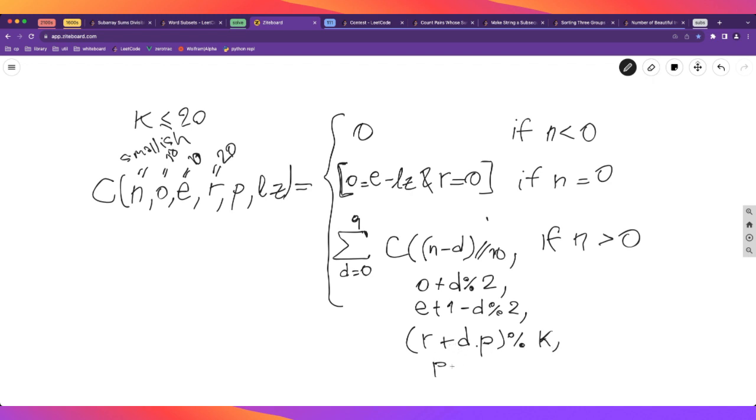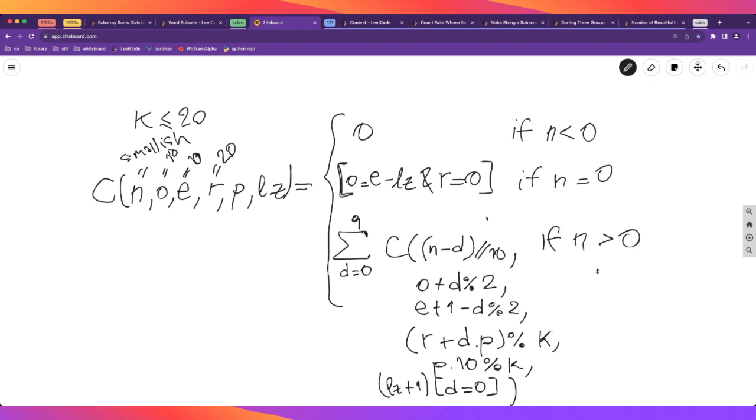Then the power of 10, we want to multiply it by 10 for the next digit, and we want to mod it. And finally, the leading zeros depends on whether D is 0 or not. If it is 0, we use again this square bracket notation that gives us 1. So if it is 0, we want the leading zeros to be incremented, and if it is not 0, then the leading zeros is going to be 0. And so this is it.